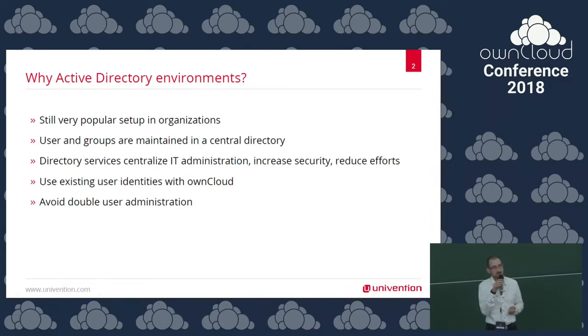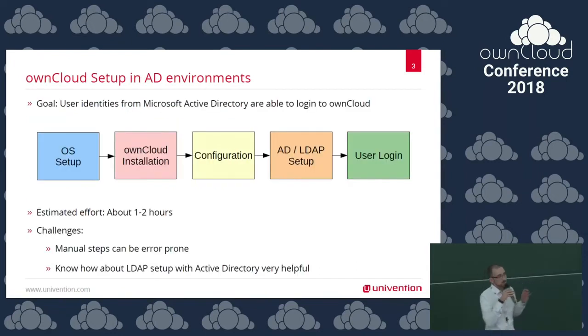In respect with Owncloud and Active Directory, it allows you to use your existing user identities with Owncloud and even with the groups, and you avoid double user administration and have it all in one place. So what's basically the typical way how you set it up? The goal is you have your user identities in an Active Directory, and you want to be able to enable your users to log onto Owncloud with their credentials they have in Active Directory.